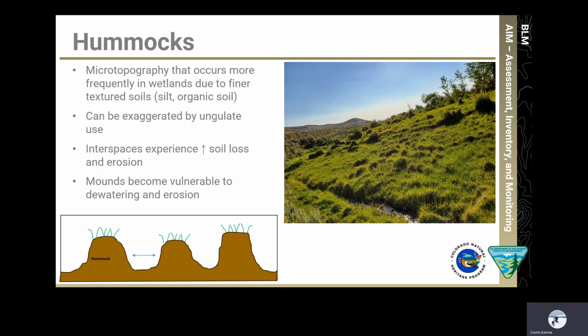The formation of hummocks may also be caused or exaggerated by ungulate behavior, specifically the degree of soil disturbance and plant use on susceptible soils. The irregularities of the ground surface tend to encourage ungulates to walk in the interspaces between the mounds. The increased traffic within those interspaces becomes more vulnerable to soil loss and soil compaction, while the mounds become more vulnerable to additional frost heave, dewatering, and erosion.